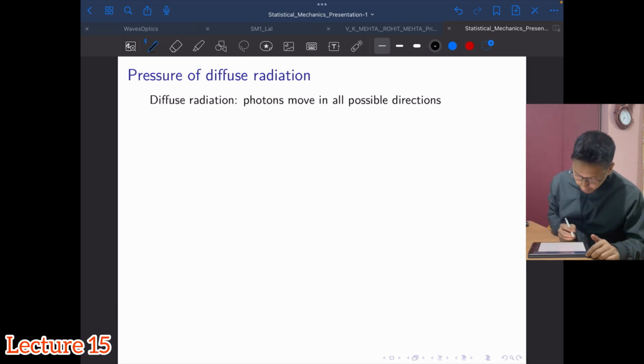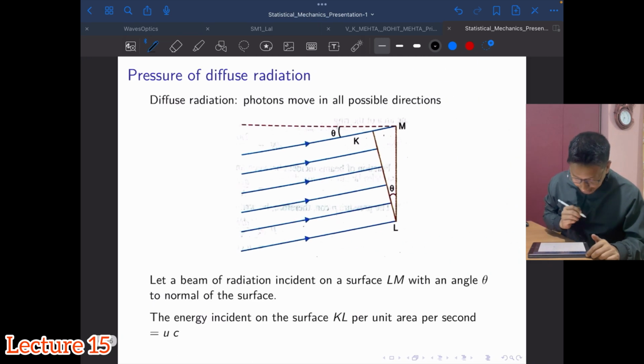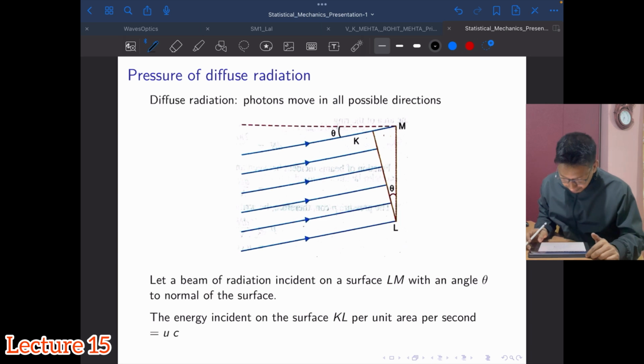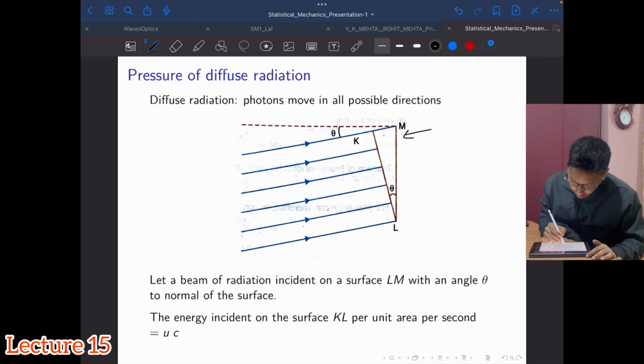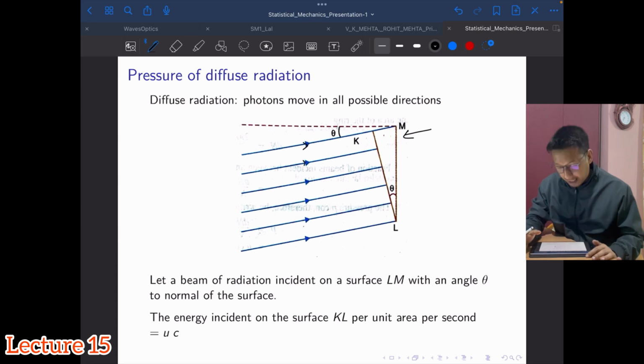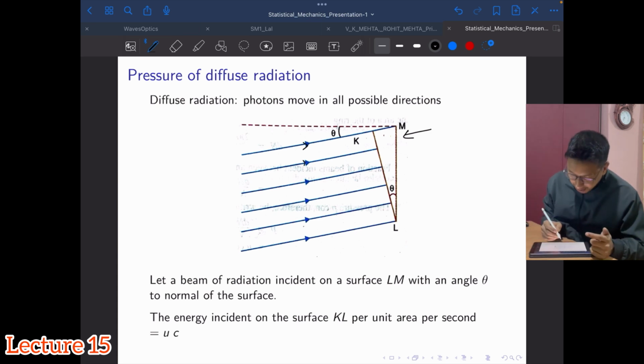Okay, so again we will go back to this diagram, where our main surface is this LM. The main surface is this LM, on which these radiations, the blue color rays that you have seen here, are incident at an angle theta.